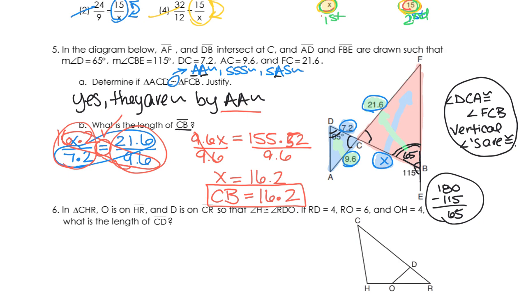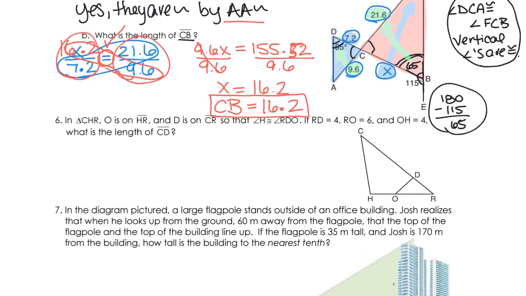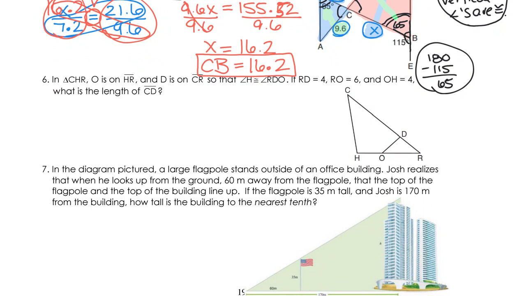All right, let's take a look at number 6. It says in triangle CHR that O is on HR and D is on CR, so that angle H is congruent to angle RDO. So that's one pair of angles. It says that RD is 4, RO is 6, and OH is 4. They want you to find the length of CD.